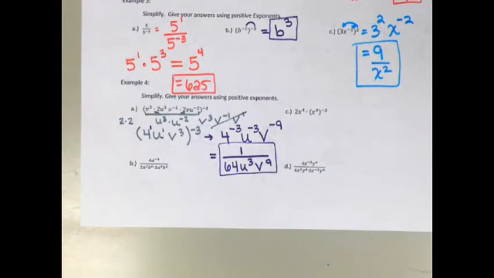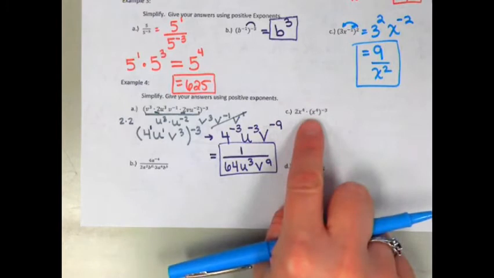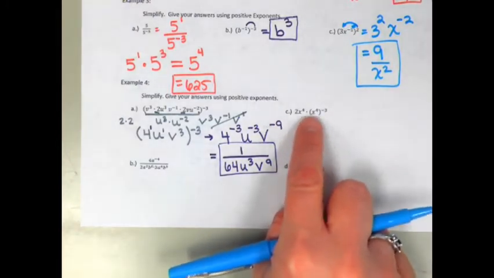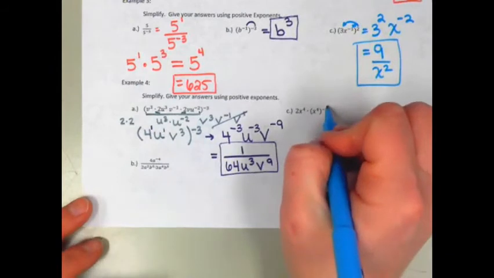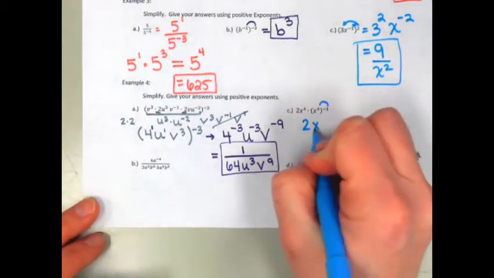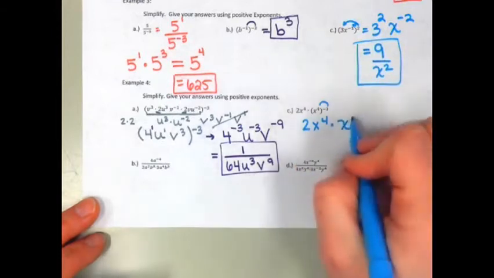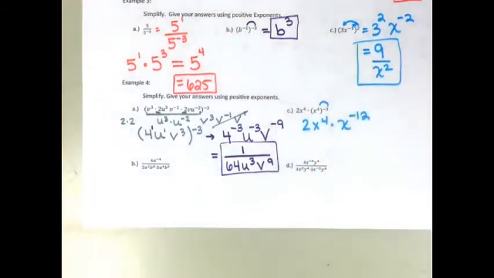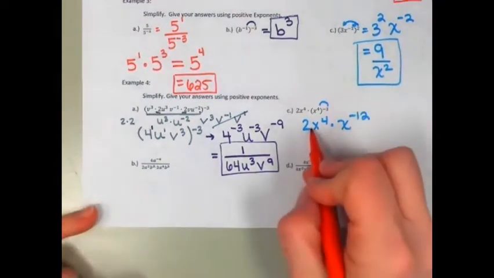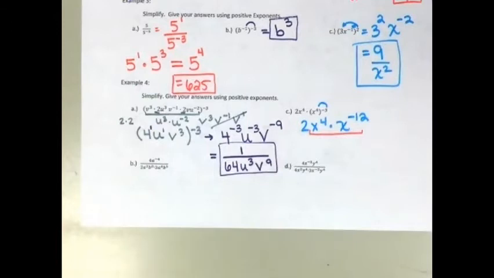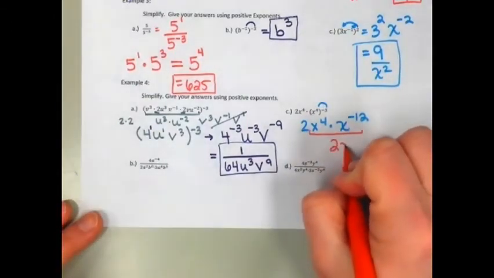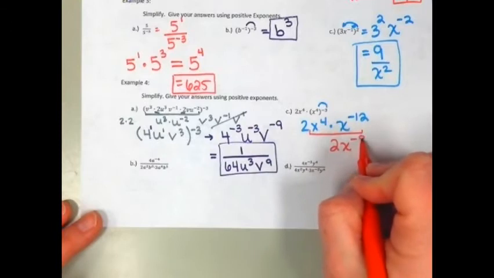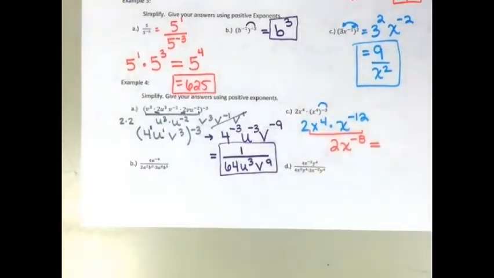All right. Looking at C. 2x to the 4th times x to the 4th raised to the -3rd. Now, inside the parentheses, is there anything I can do? No, so I do have to get rid of that parenthesis first. So we're raised high, we multiply. So we have 2x to the 4th times x to the -12. Okay. Now, we are multiplying. What do you do with those exponents? You add. So I'm going to get 2x to the -8.